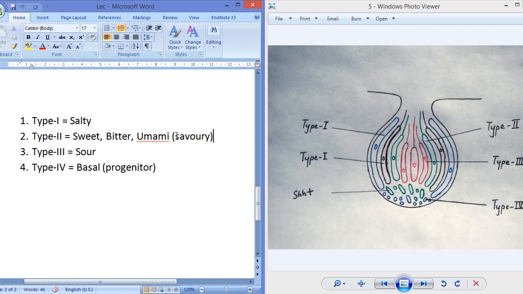And savory taste is a special type of taste. Umami is the Japanese word that means delicious. And this is the taste of monosodium glutamate. In the majority of Asian foods, the umami taste is there because of the presence of China salt. China salt has the umami taste.